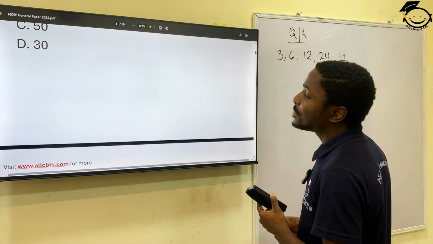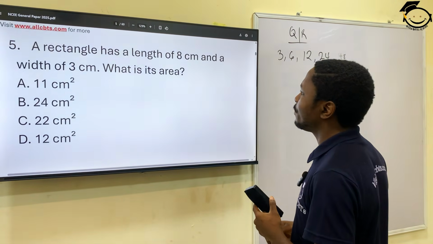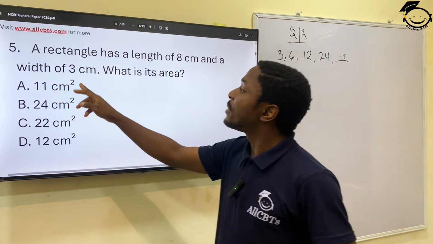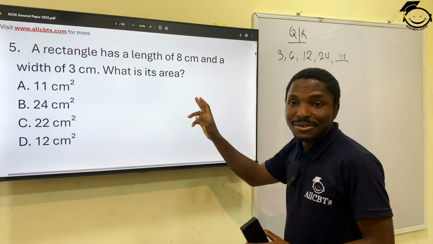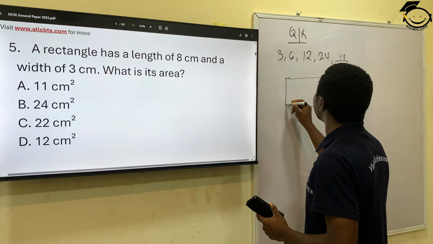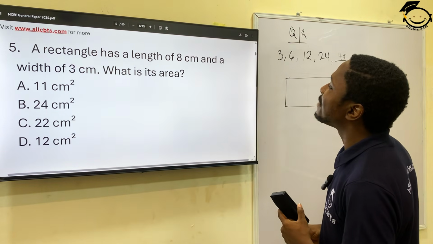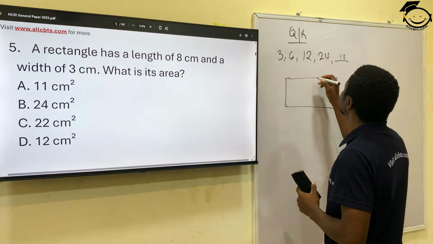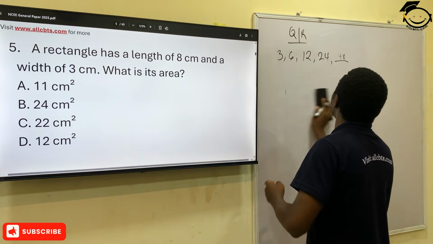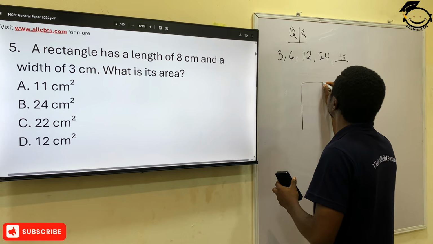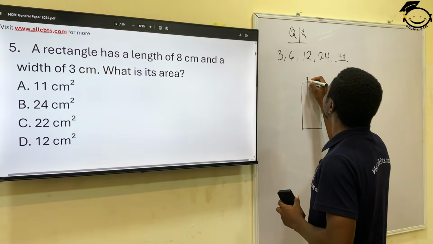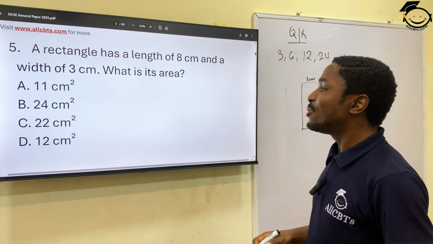Then question number 5. A rectangle has a length of 8 centimeters and a width of 3 centimeters. What is its area? So a rectangle has a length of 8 centimeters and a width of 3 centimeters. It is something like this. This is a rectangle. What is its area?